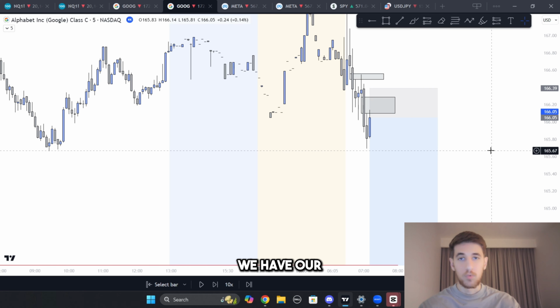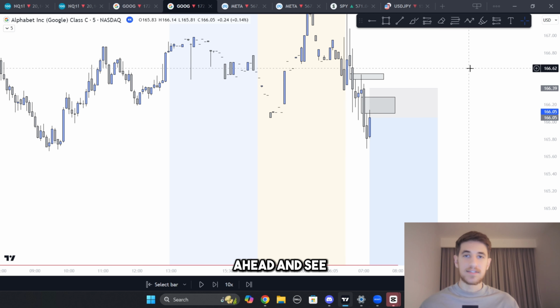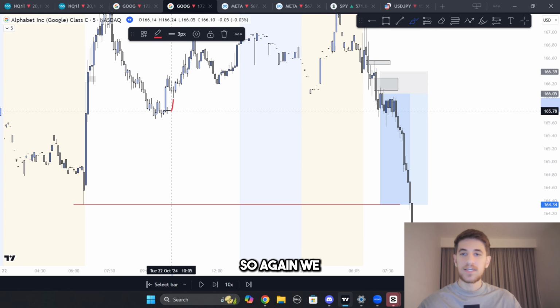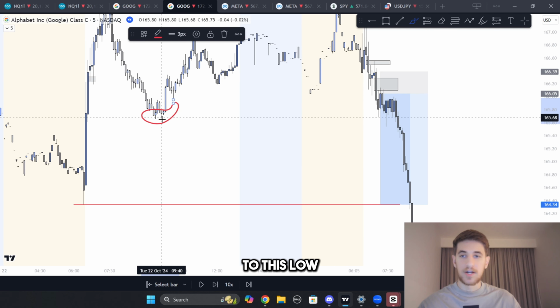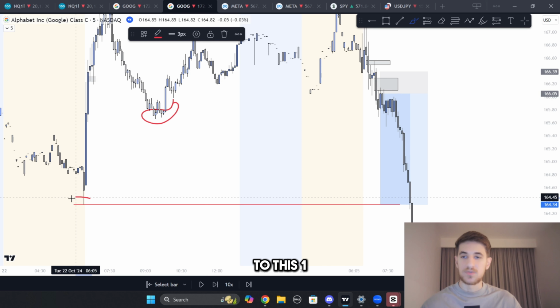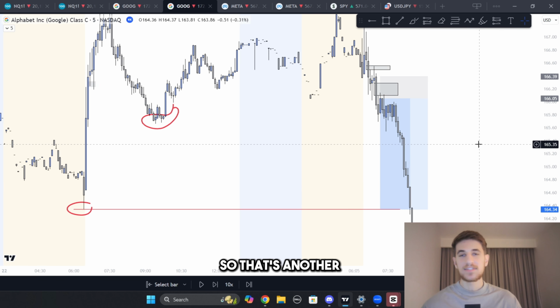So now that we have our 1-hour liquidity level and we also have the lower time frame entry model, this is a perfect setup, and now we need to see how it plays out. So let's go ahead and see exactly what happens for this trade. Again, we get a very nice move down to this low right here, and an even better move down to this 1-hour time frame low as well. So that's another perfect setup right there that works by combining liquidity and a lower time frame entry model.